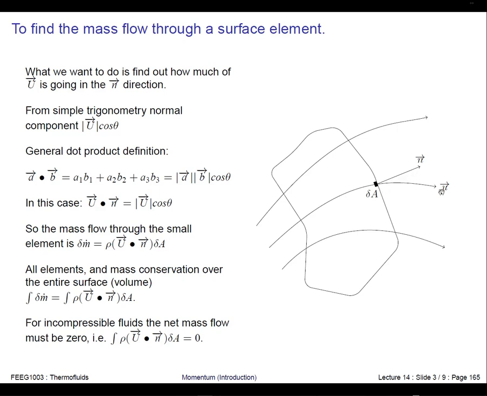So we've got the velocity in this direction, and we want the component of that vector in this particular direction, and it's the normal component of the velocity that contributes to the mass flow.